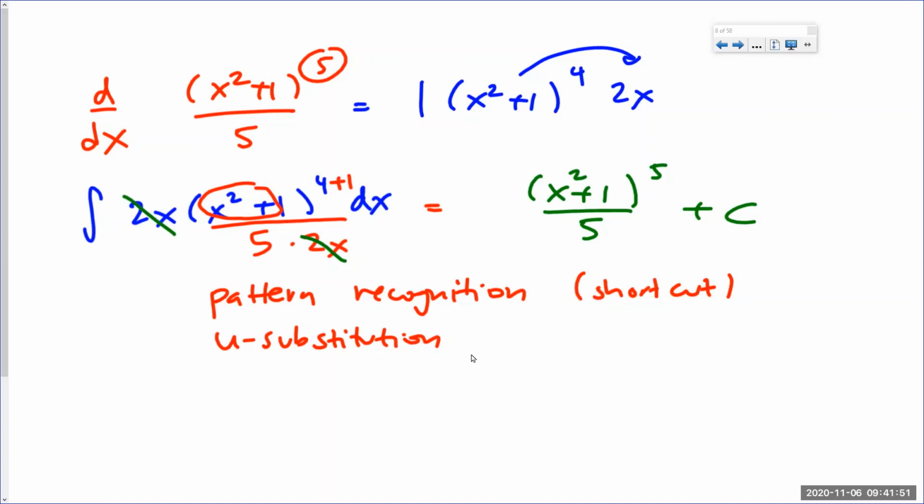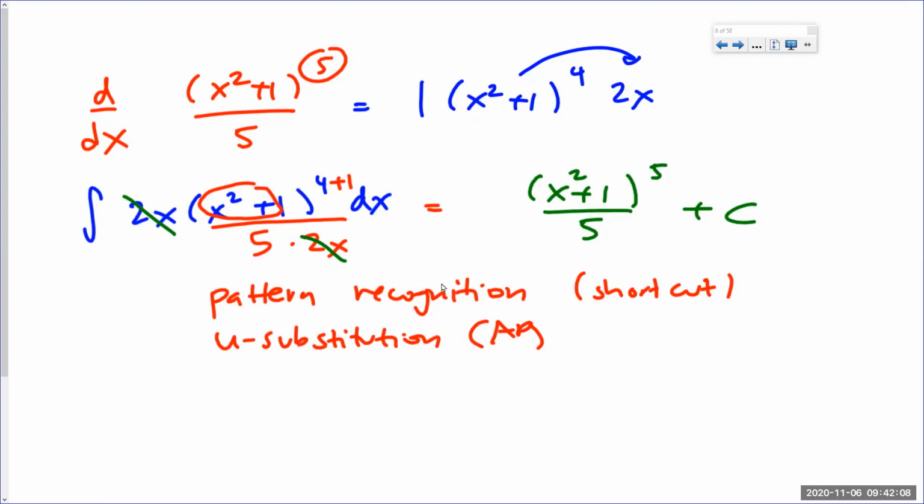The AP test expects you to use the real method. Okay, so just letting you know, AP expects the real method. But sometimes they'll test you on it, and if they test you on the real method, it will just be one question. Okay, but most of the time, pattern recognition, if you can do it, takes less time.